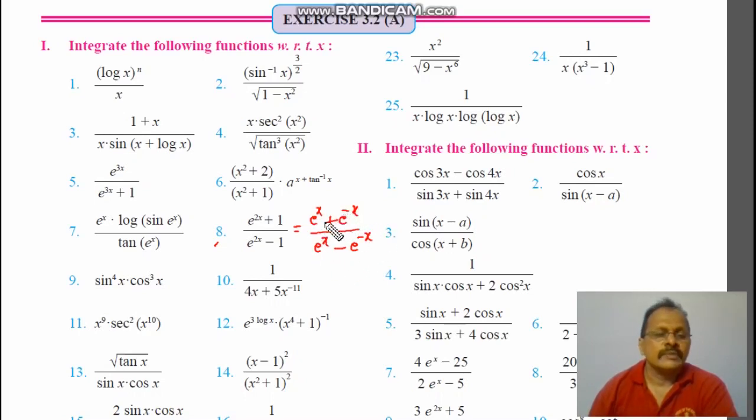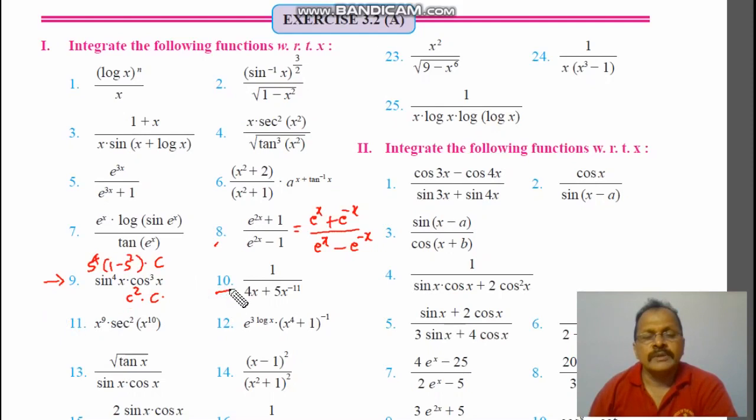Ninth one, sin raised to 4x into cos cube x dx. This cos cube x, you can write it as cos square x into cos x. Now cos square x means 1 minus sin square x, and this problem is sin raised to 4 into 1 minus sin square into cos. Now put sin x is equal to t, then cos x dx will become dt, and you can solve this problem using substitution method.